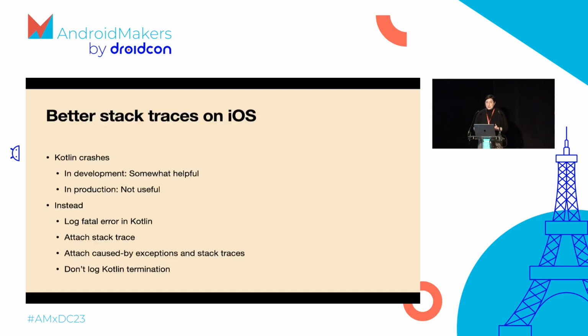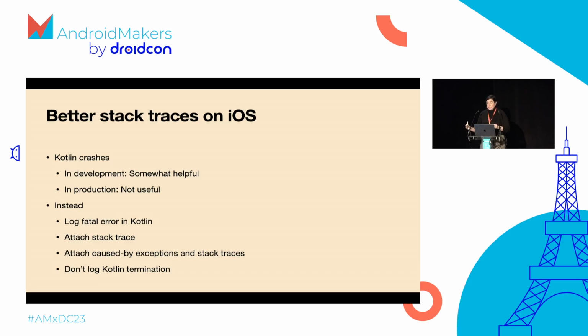Throwables always include a message and a stack trace. In development, that's true, but in production, these messages and stack traces are actually super unhelpful, and it's usually of the kabort variety. So what we need instead is something to log all the fatal errors in Kotlin and attach the stack trace to it. In development time, you get the stack trace, you get the message, it's all good. But in production, you might just get this very vague kabort thing.